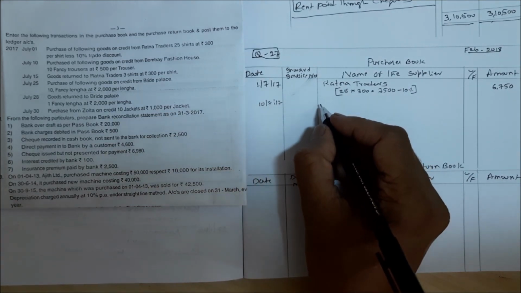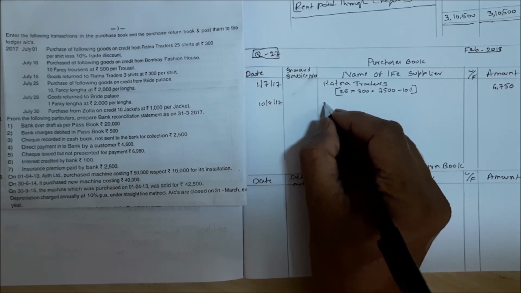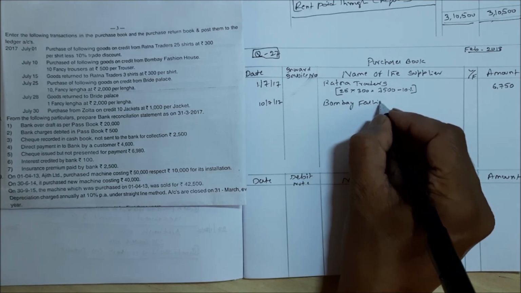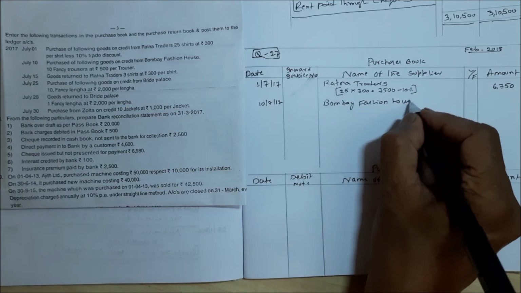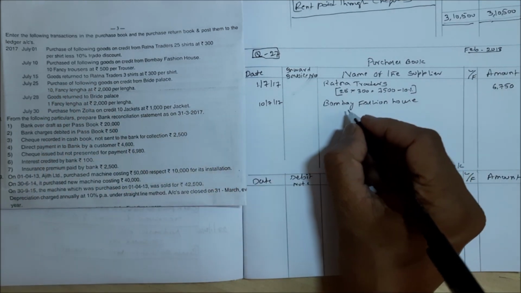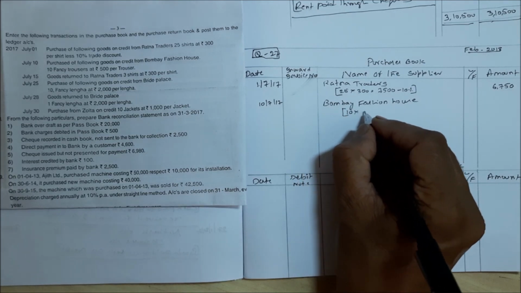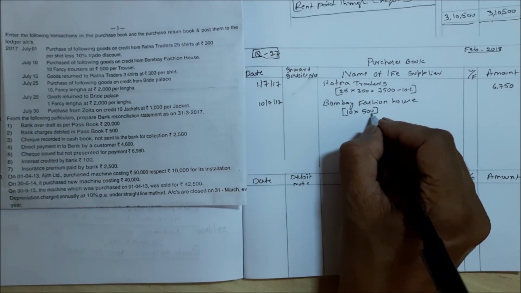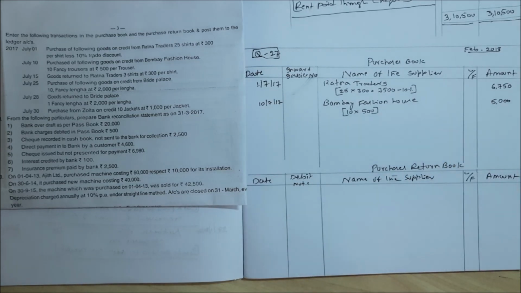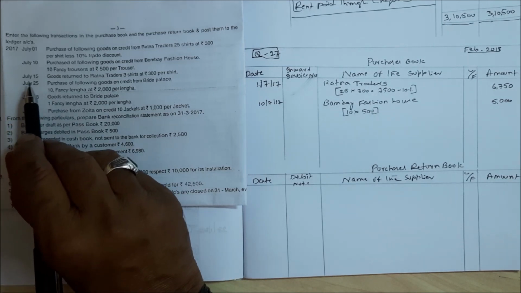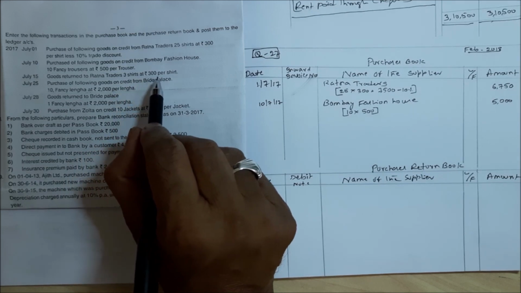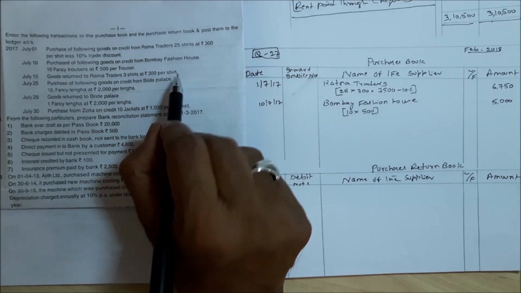10/7/2017, purchased from whom? Bombay Fashion House. How much are you purchasing? 10 fancy trousers, rupees 500 per trouser. 10 into 500 comes to 5,000. Next, 15th July, goods returned to Ratna Traders, 3 shirts at rupees 300 per shirt.